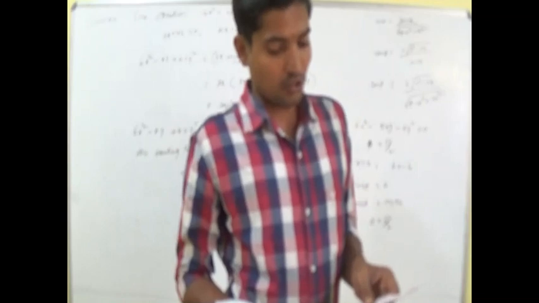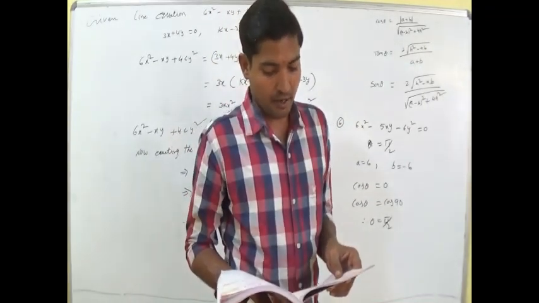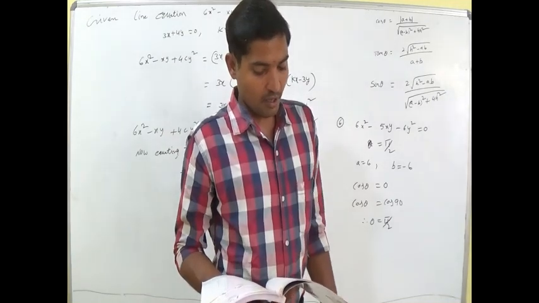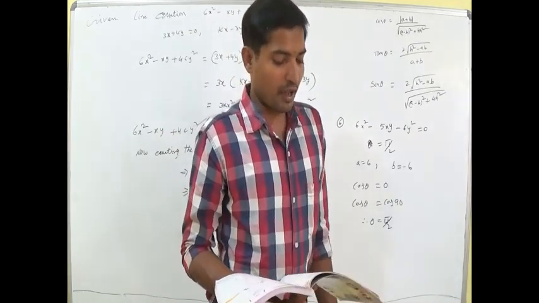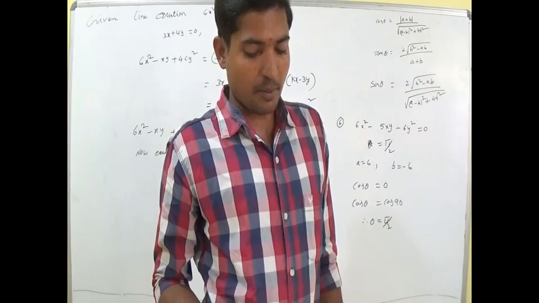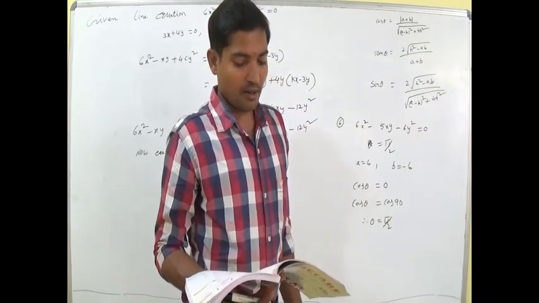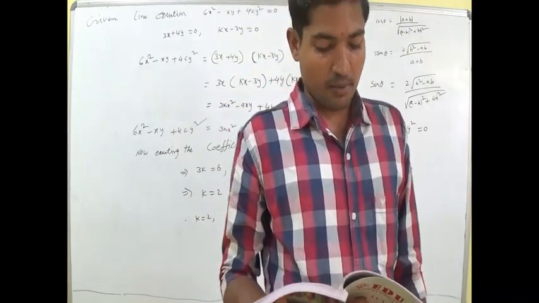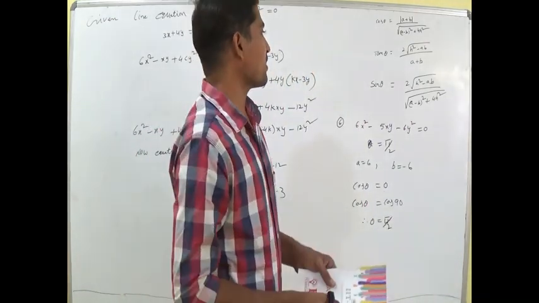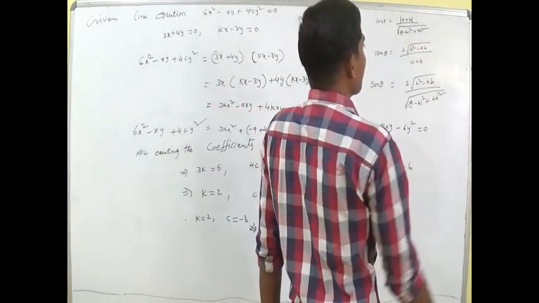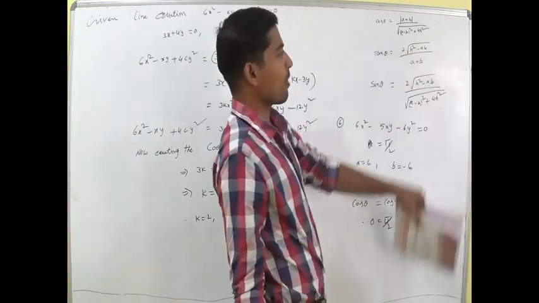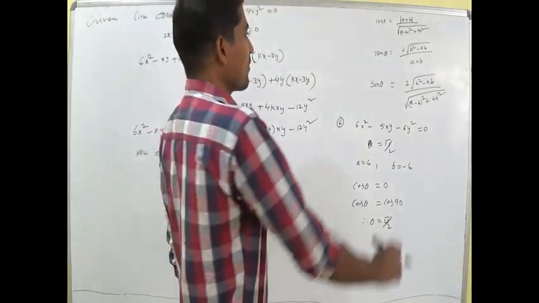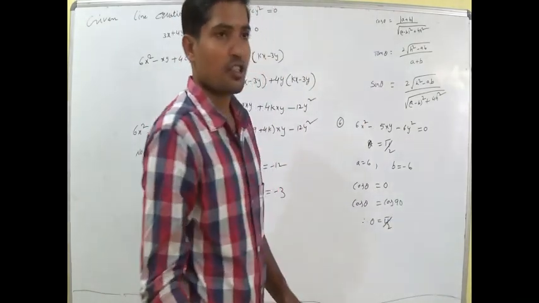And the eighth one also: the angle between the lines represented by 2x square minus 7xy plus 3y square equal to 0. And then the ninth one: the angle between the lines represented by 6x square plus 11xy plus 3y square equal to 0. Then tan theta. What is the formula for tan theta? Tan theta is equal to 2 root of h square minus ab by a plus b. So substitute the values here, we can get the value of tan theta.